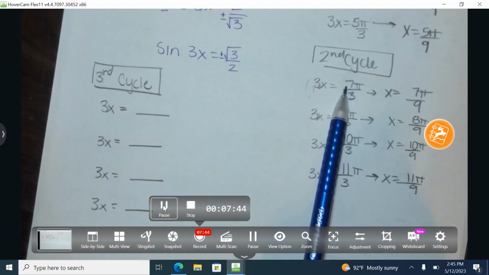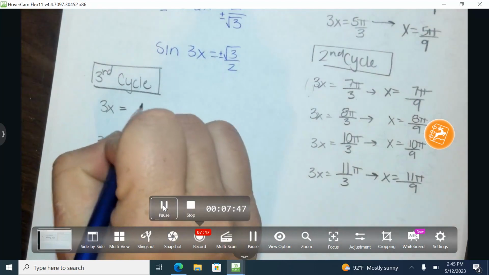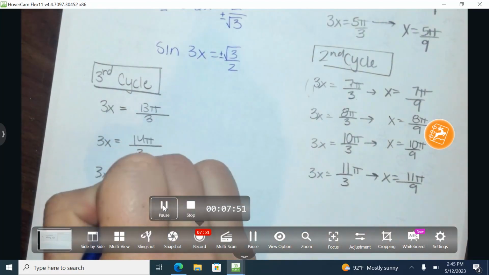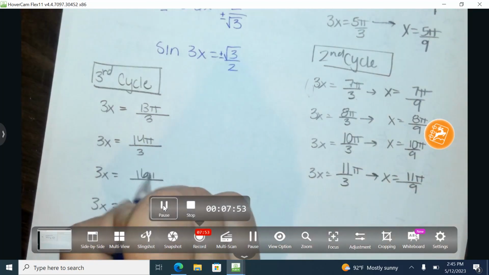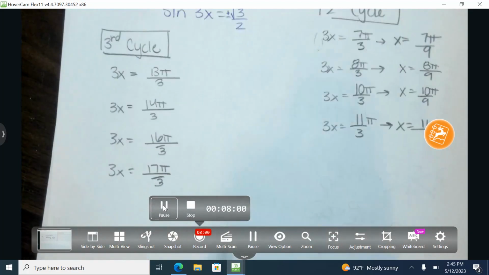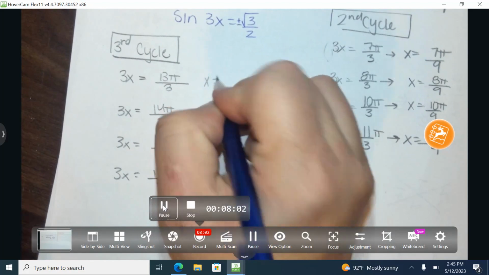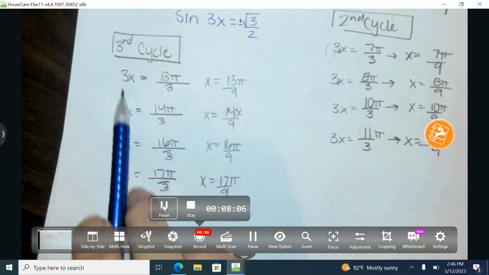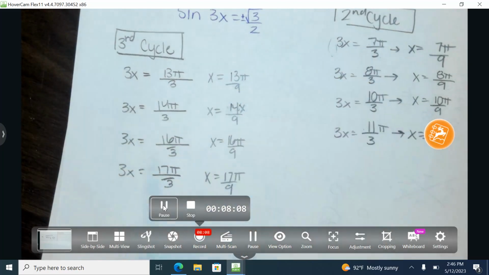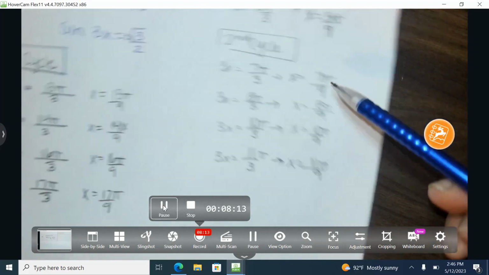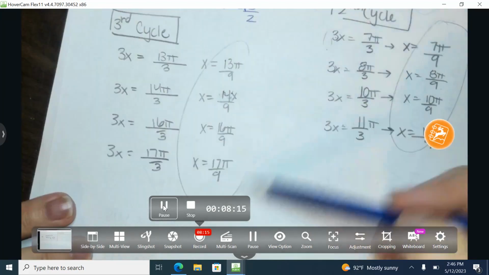So I ended the first one at 7. I add 6 to end up with 13 pi over 3. Add 6 to get 14 pi over 3. Add 6, 16 pi over 3. Add 6 is 17 pi over 3. And then we're going to go ahead and isolate the x. Here we have them. Each one of these, after I have isolated the x, would be our answers. So for this problem, we have 4 answers for the first cycle, 4 answers for the second cycle, and 4 answers for the third.